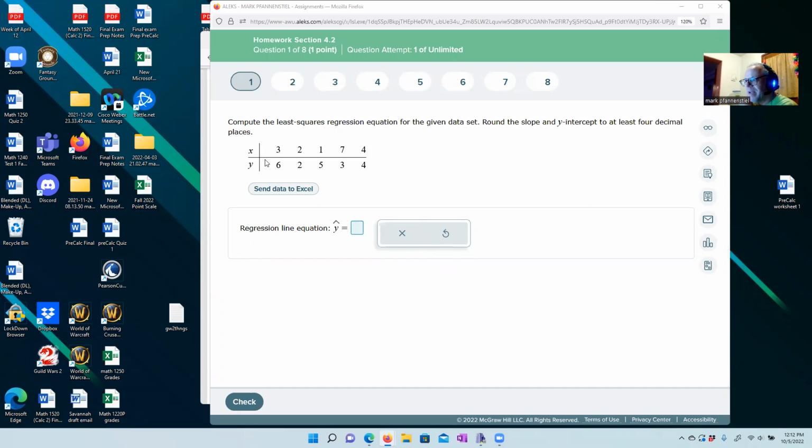So here we have some x's and some y's, and what they're going to ask us to do is to calculate a regression equation here. Okay, so they want a line. We're going to assume a linear relationship between the two variables here.